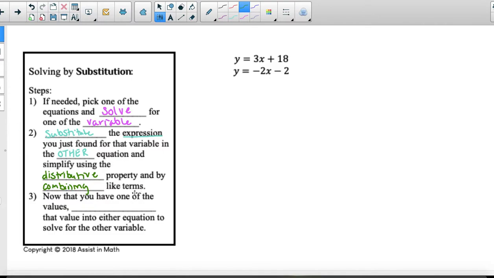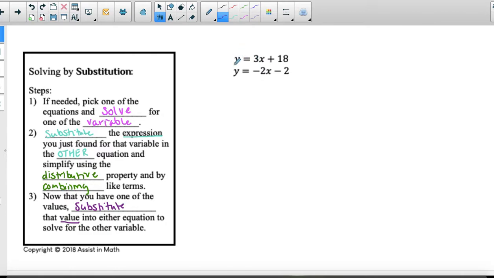Now that you have one of the values, we're going to then substitute that value into either equation to solve for the other variable. So the steps are: you're going to solve for one of the variables and plug that expression into the other equation. So for this first example, we already have y equals 3x plus 18.